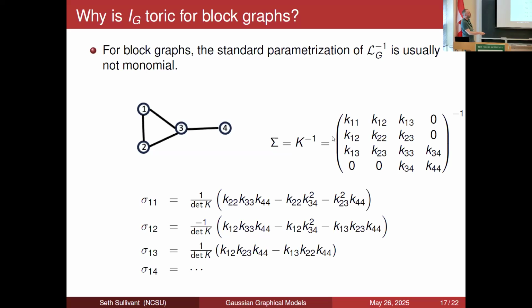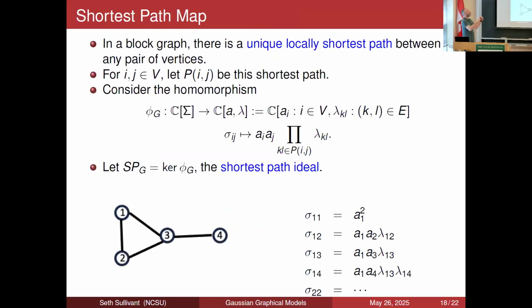Again, if I invert the matrix K, just using the classical adjoint formula for the inverse, these are the formulas you get, and those aren't monomials. So what's going on? Why is it coming out to be toric in this case? And it turns out that there's a different parameterization you can give that is a monomial. And it's related to the structure of these block graphs.